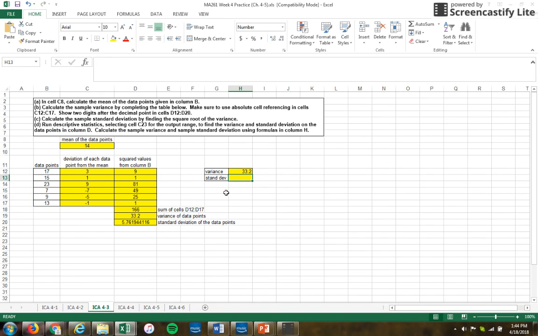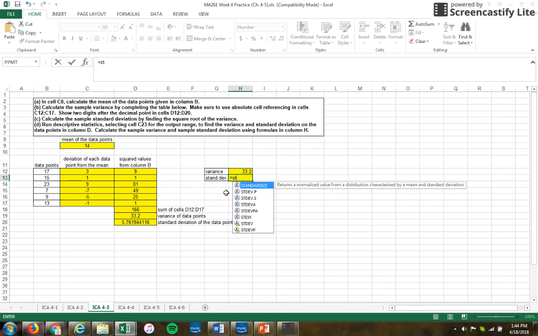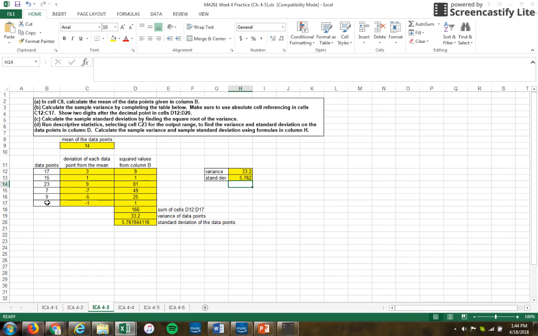and there is our variance of 33.2. And standard deviation, same thing, ST, and we want STDEV, standard deviation. Again, we just enter all the numbers in the data set in parentheses, and we hit enter. And notice that gives us our standard deviation. So this is how you would manually calculate standard deviation. But what's nice is Excel will calculate it for you.